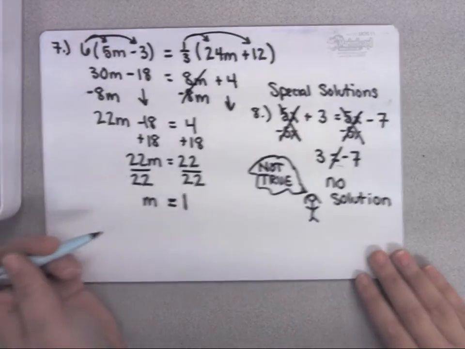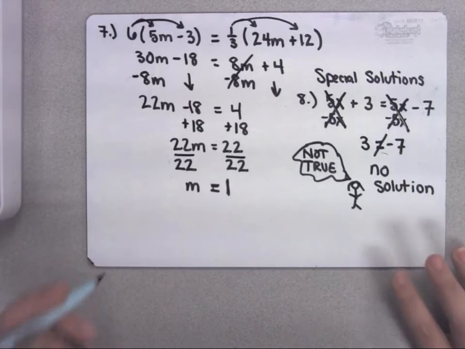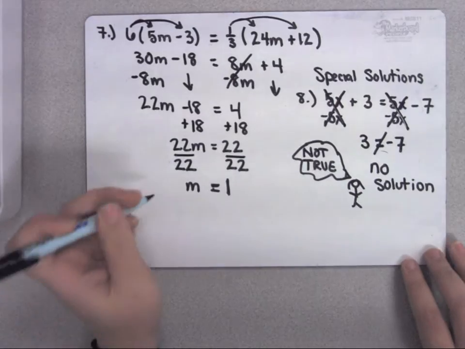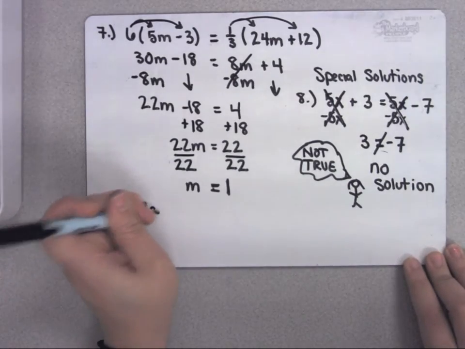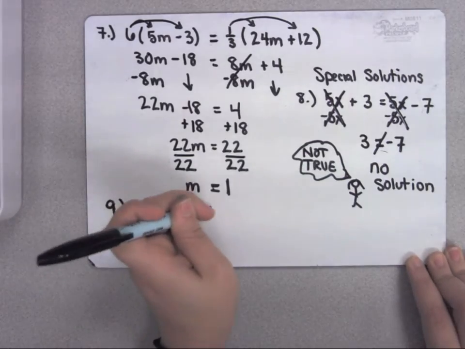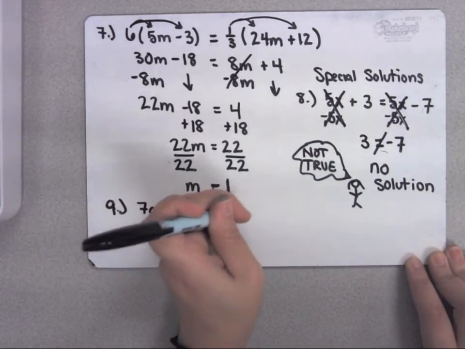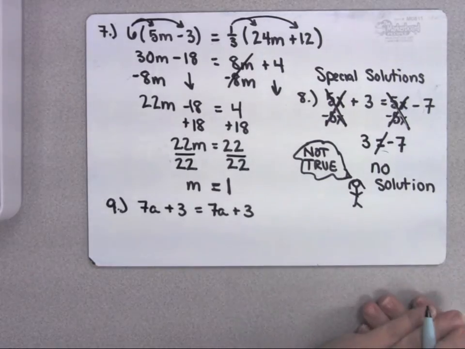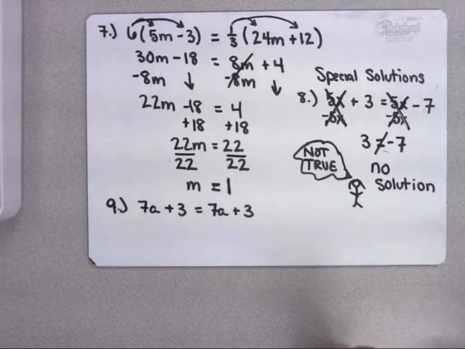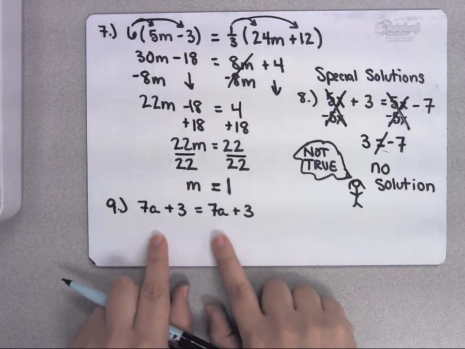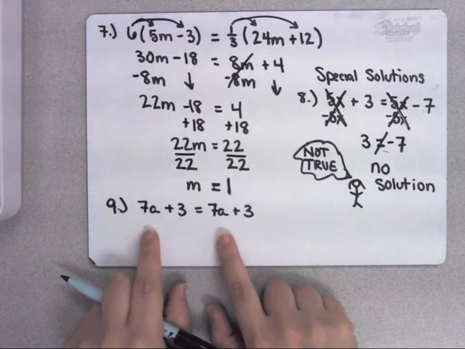Right? Okay. Now let's look at a very similar problem. Number 9. That doesn't look like an I, looks like an A. Okay. How about 7A plus 3 equals 7A plus 3? Again, right here I can see the answer, but it's okay. You have variables on both sides, yes? Gracie's going to tell me that they're the same.